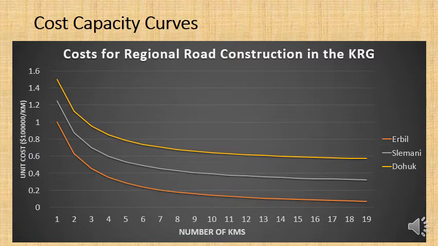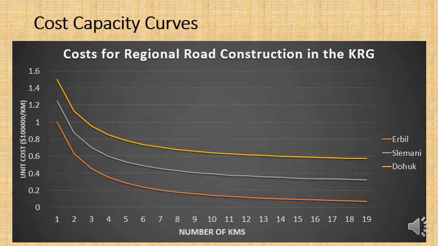So what you're looking at are the cost capacity curves for road construction in the KRG. On the y-axis, you've got the unit cost. That is, how much does it cost per kilometre of road you build. And then on the x-axis, that is the number of kilometres in the road. Now, basically, these are lines of best fit. They were lines of best fit based off previous projects, which would have been various dots throughout this graph, and then you've put in a line of best fit.